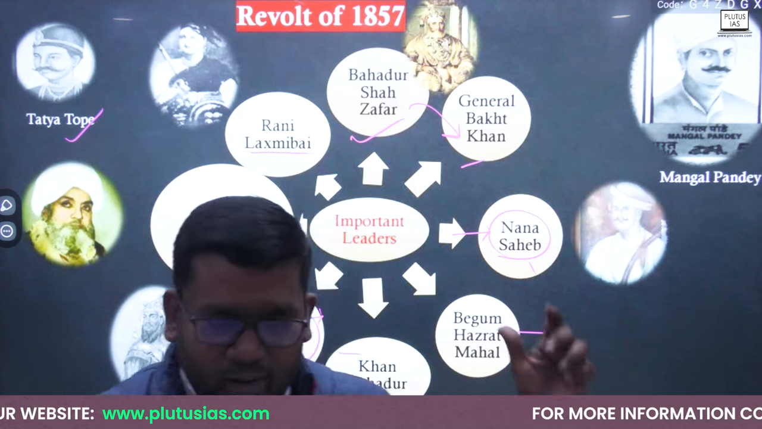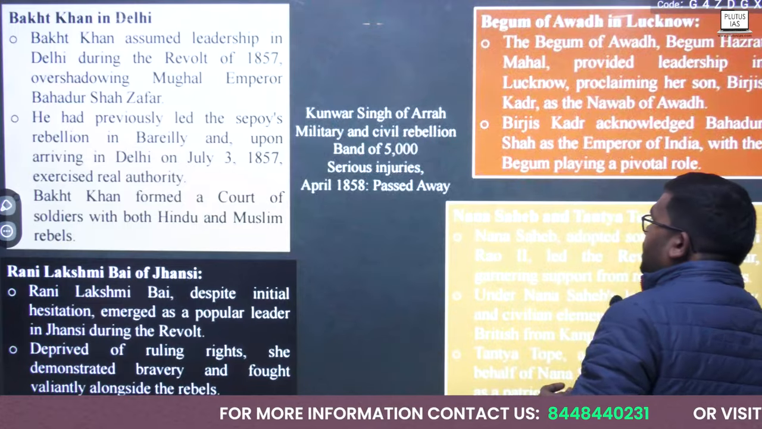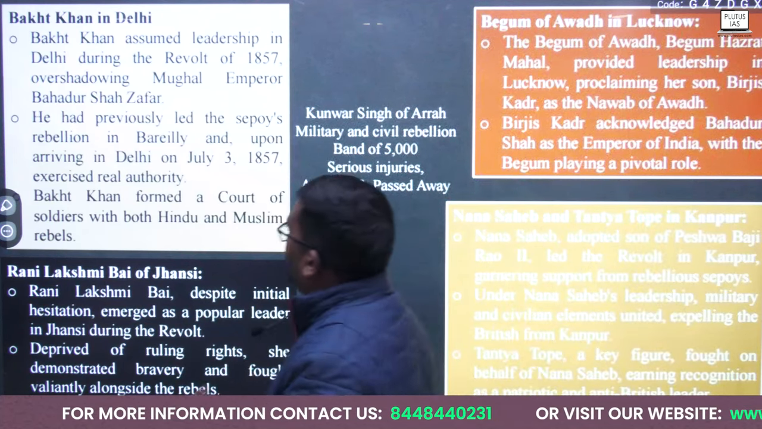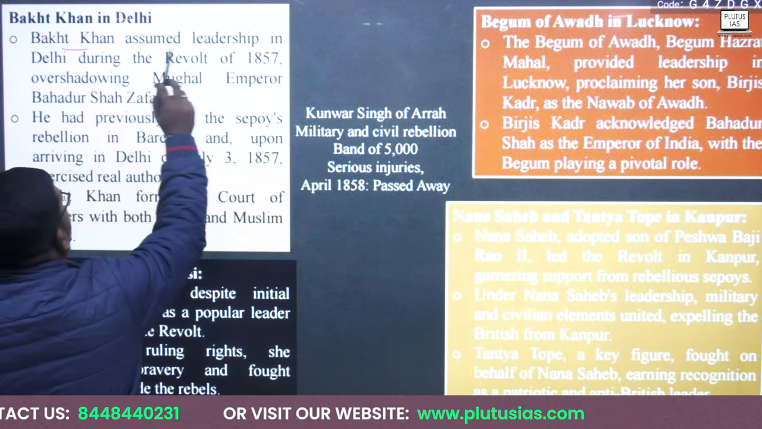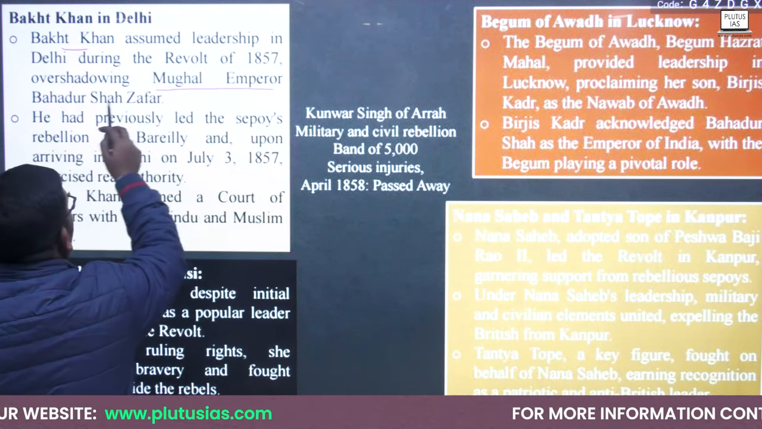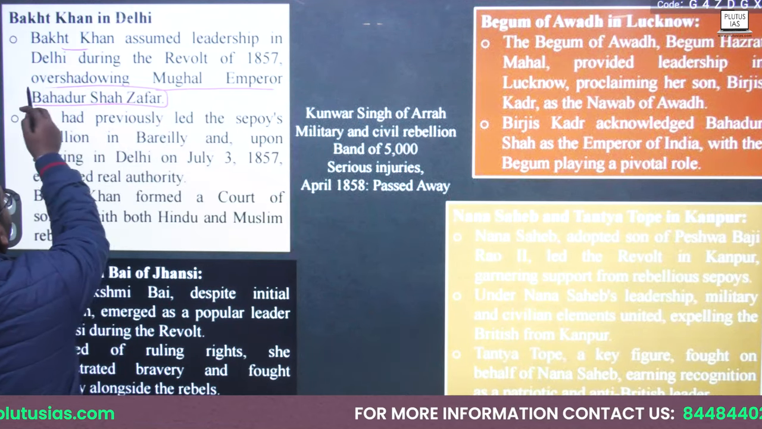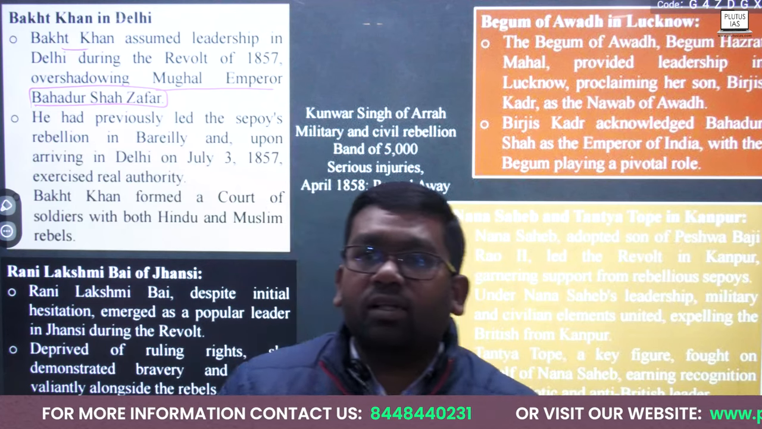So we have already read about it, everyone has studied it before. So let us discuss one by one. What are these features? So first, let us see Bakht Khan. He assumed leadership in Delhi, especially under the control of the Mughal Emperor Bahadur Shah Jafar, because he was 80 years old. Anyone wants to ask something?